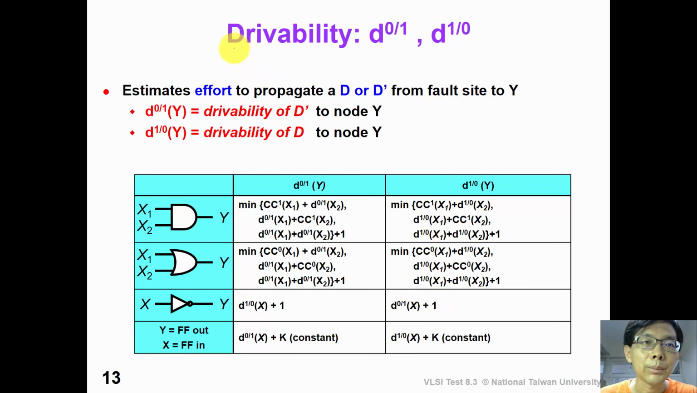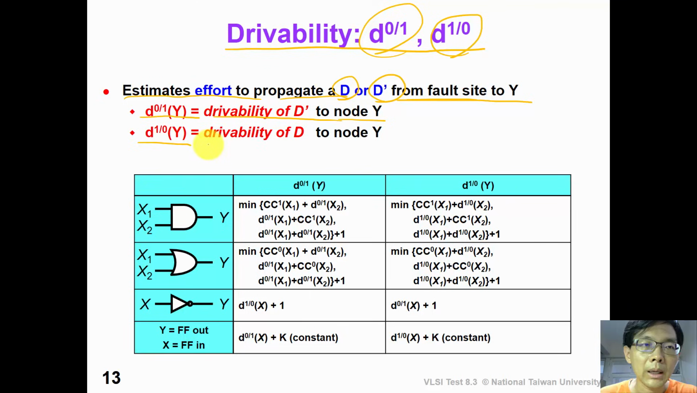Now, this is a proposal from the back algorithm, D01 and D10. They estimate the effort to propagate a D or D prime from the fault site to node Y. D01 of Y is the drivability of D prime to node Y, and D10 of Y is the drivability of D to node Y. So drivability is very similar to the scope measure for a specific fault.